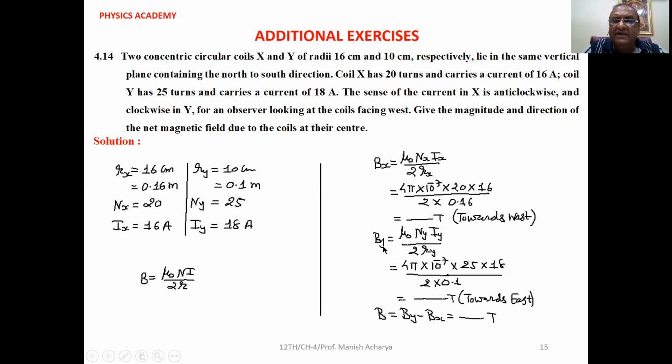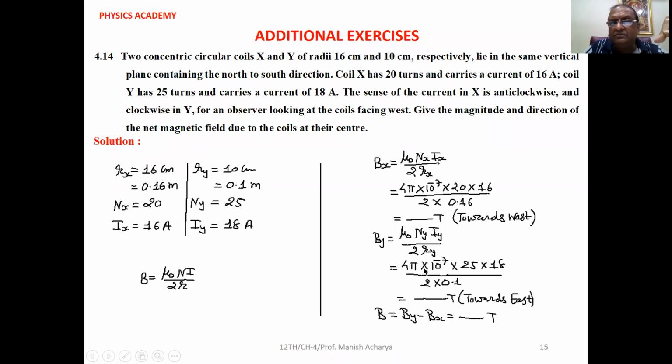Similarly, calculate the magnetic field of Y coil, that is By equal to mu 0 Ny Iy upon 2Ry. Now mu 0, that is 4 pi into 10 raised to minus 7, Ny, number of turns in Y, 25, current in Y, Iy, that is 18, upon 2 into radius of Y, that is 0.1. And now solve this one, you will get the magnetic field due to coil Y. This will be towards east, opposite to this one.